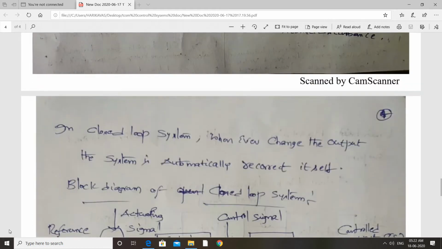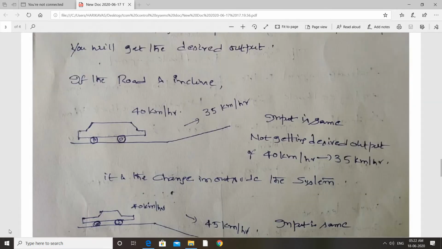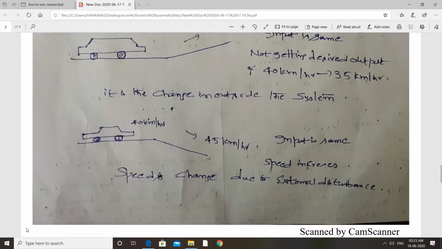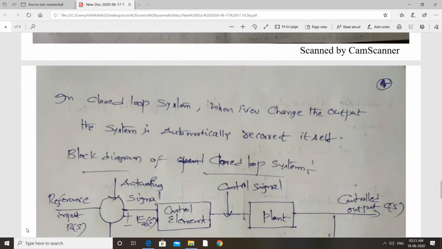Yes. In the last class, we have seen in open loop control systems, what are the drawbacks of open loop control systems? Right, due to the internal disturbances, that is internal parameter variation, and due to the external disturbances, the output is deviated from the desired value. So that is the drawback of the open loop control systems. That means in the open loop control system, if the input is calibrated as per the output, you will get the desired outputs. Right? Then how to overcome this problem? By using the closed loop system.